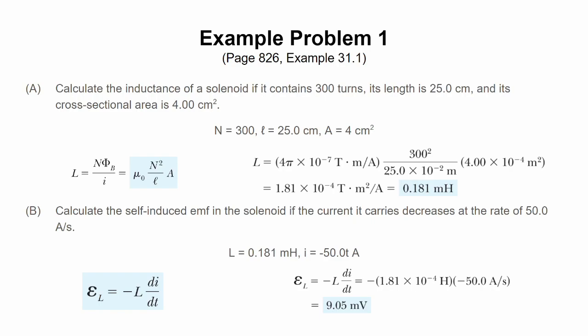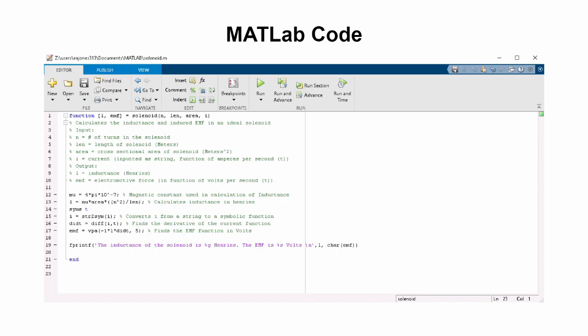Part B of the problem asks for the self-induced EMF in the solenoid, with a current decreasing at a rate of 50 amps per second. We know from the previous part of the problem that the inductance is equal to 1.81 millihenries, and now we know that the charge is equal to -50 t amps, where t represents time in seconds. Plugging these values into the EMF equation and finding the derivative of the charge function, we arrive at a self-induced EMF of 9.05 millivolts. But that method of finding the inductance and EMF can take a lot of time, especially when the values get more complicated and the charge function isn't linear.